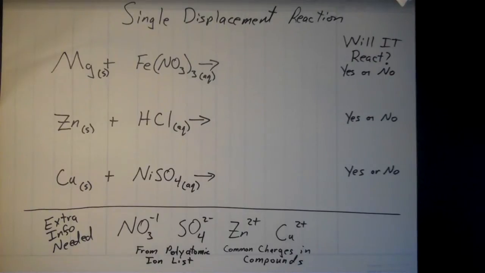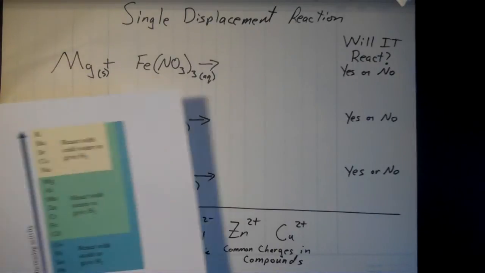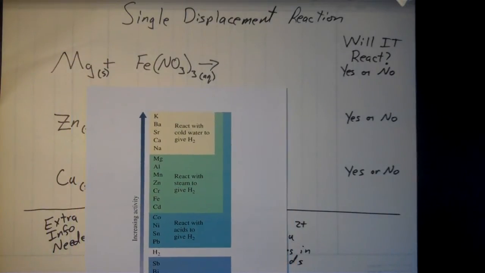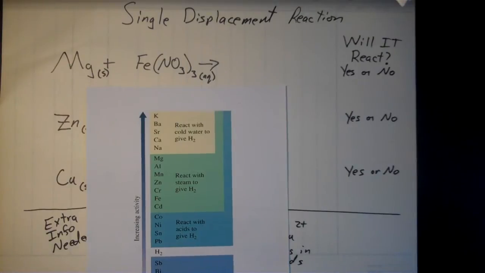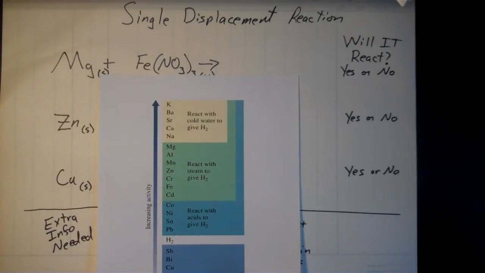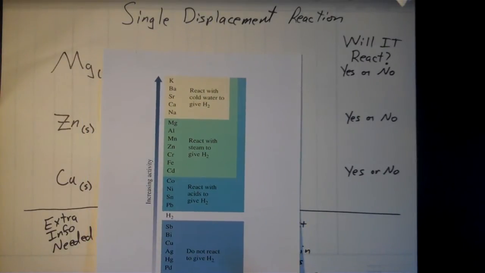All right, so the first thing we want to do now is figure out if the reaction is going to take place or not at all. For that we need an activity series. I usually supply this with my class. Your instructor might have you memorize the whole thing. Hopefully not, because that's a lot to memorize. But like I said, I usually supply the activity series itself to the class. So here's the activity series.